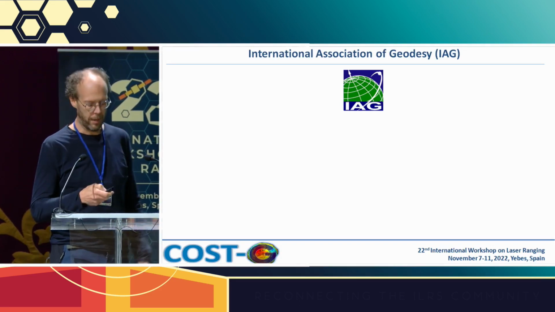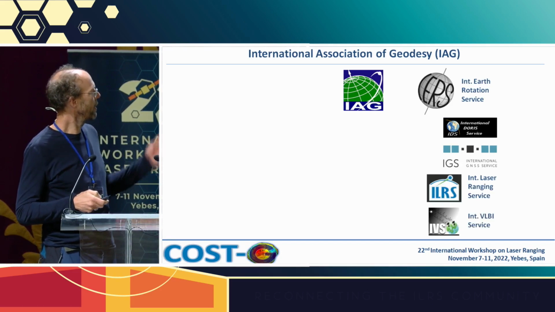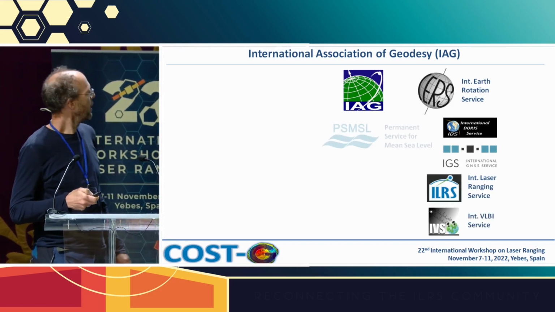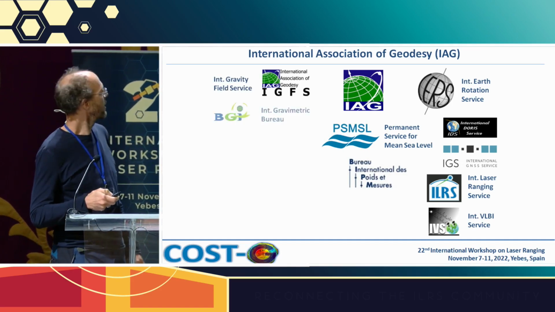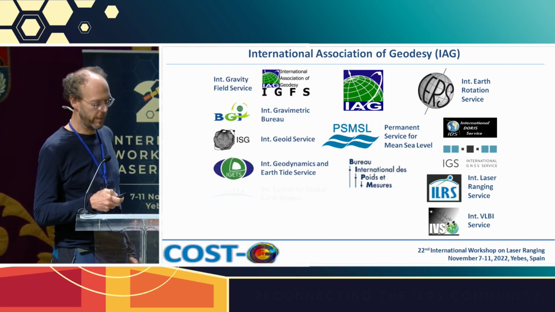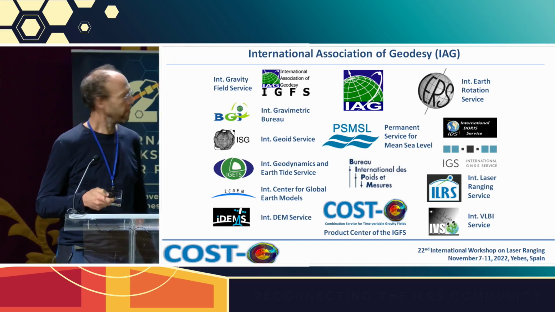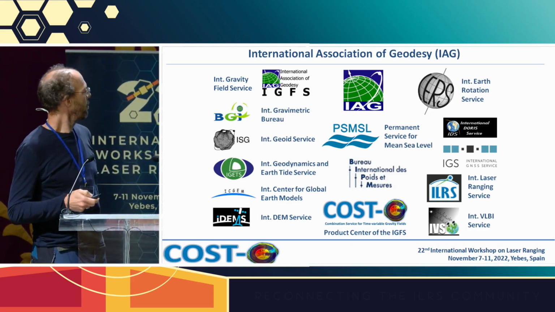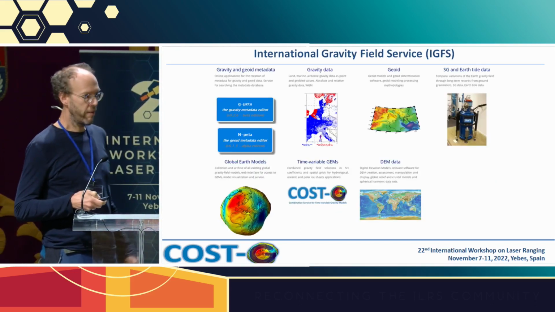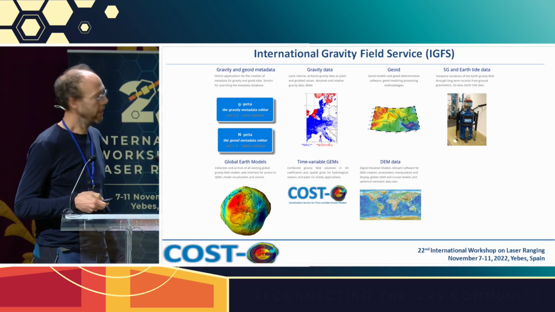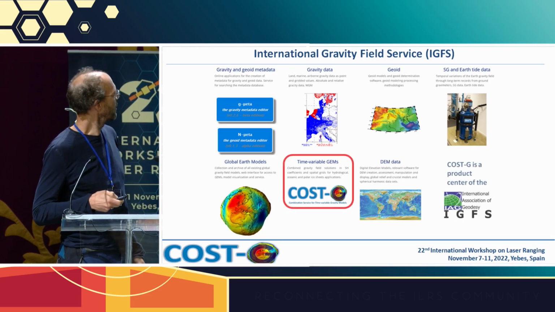Well, you all know about the IAG with all the different technique-specific services. The ILS is one of them. There are others, and there is this International Gravity Field Service with several sub-services dedicated to individual products. And there is this product center of the gravity field service, COST-G, product center for time variable gravity fields. If you want to have more information, you will find it on the webpage of the IAG, or specifically on the IGFS webpage. There you have this COST-G.